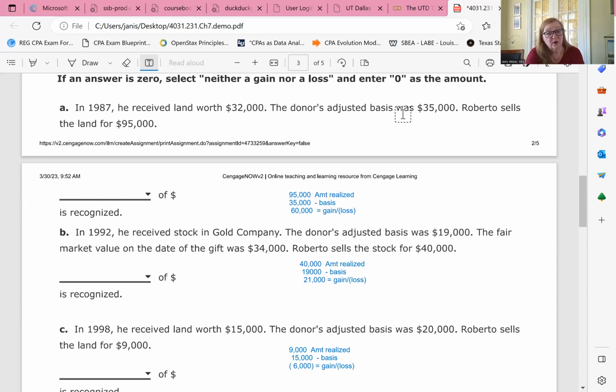So since the donor basis is higher than the value at the time of the gift, that means we have to use the dual basis. That means we have to know, is this going to be a gain or loss?